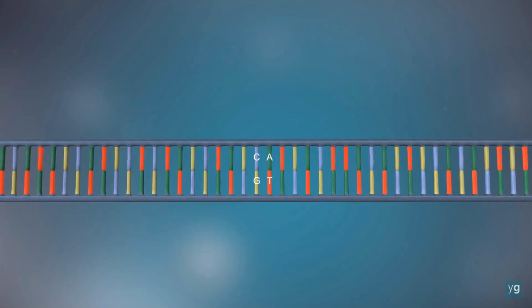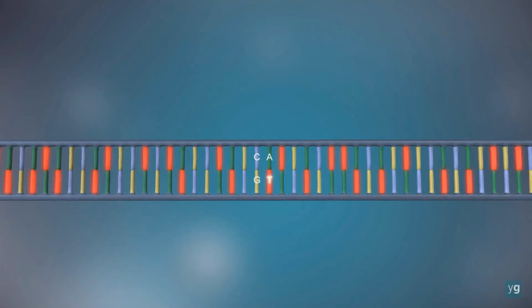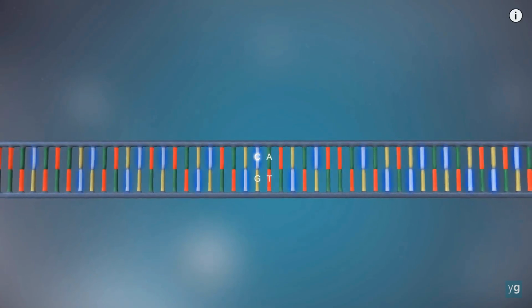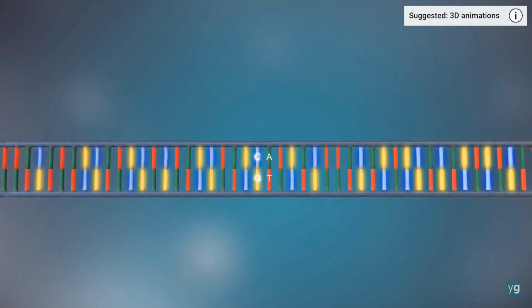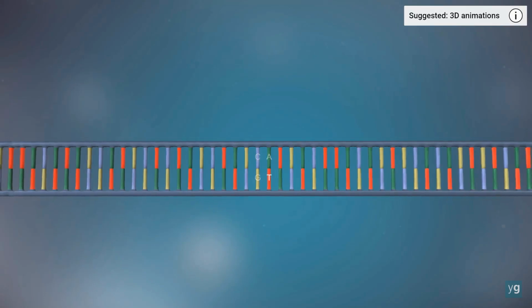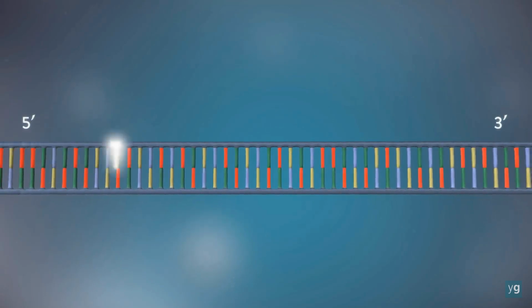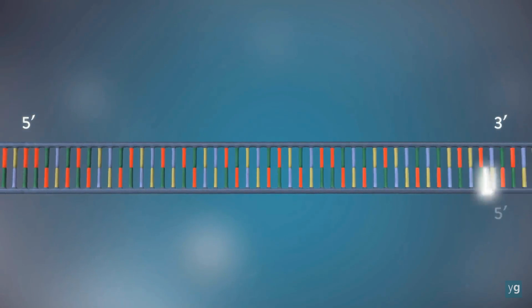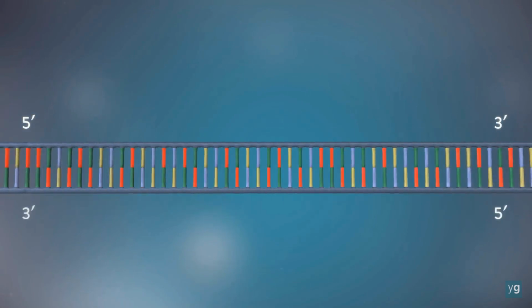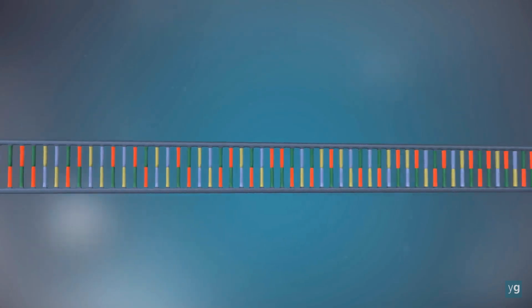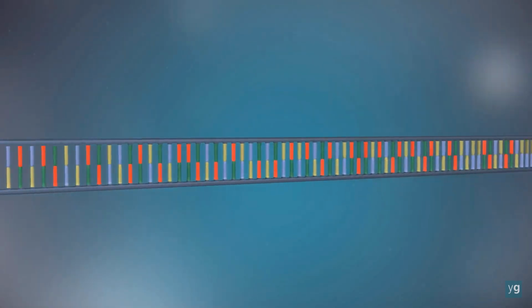The 2 strands are complementary. This means that wherever there's a T in one strand, there will be an A in the opposite strand, and wherever there's a C, there will be a G in the other strand. Each strand has a 5' end and a 3' end. The 2 strands run in opposite directions. This determines how each strand of DNA is replicated.